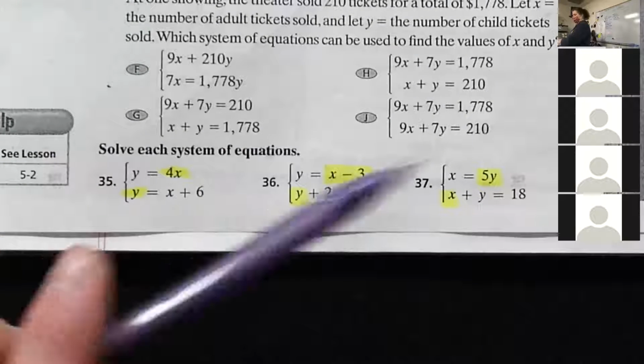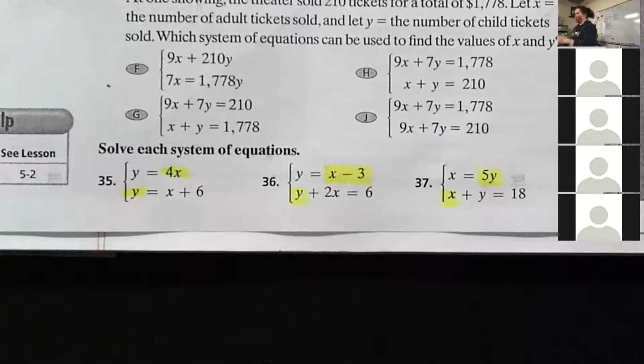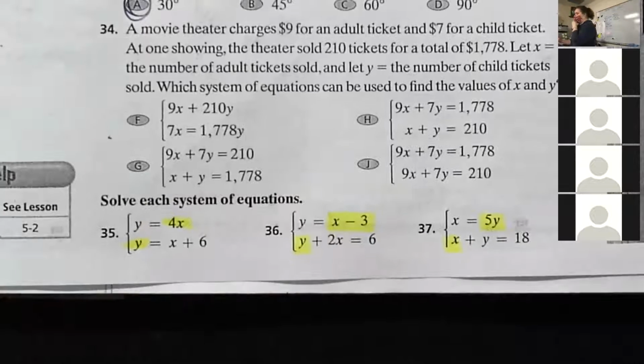34, 35, 36, 37. You don't have to do that much. Nope, you don't have to do very much. We did most of it together.